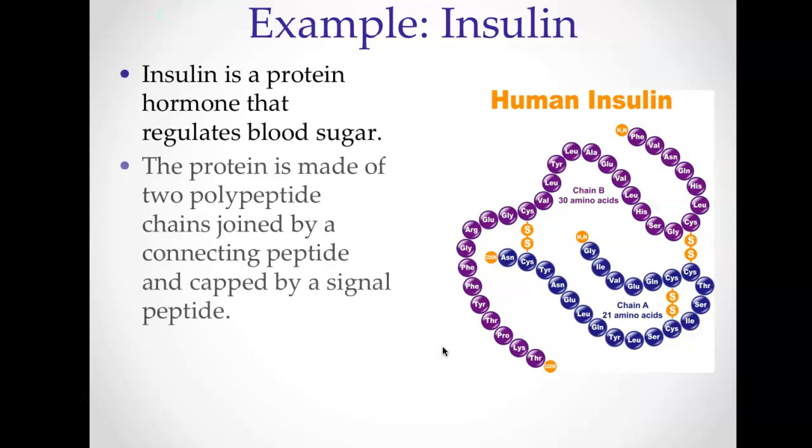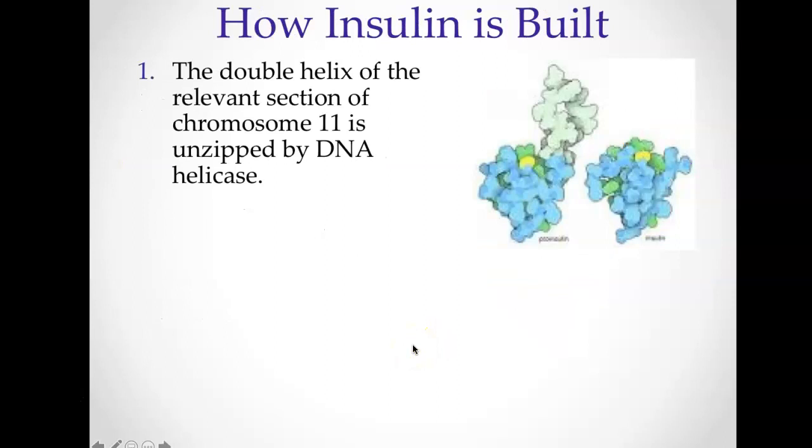So let's go back to insulin. Let's talk about insulin again. Remember, insulin is a protein hormone that regulates blood sugar. It's made up of 2 polypeptide chains, like I said earlier. And those 2 polypeptide chains are kind of interacting like this. There's some sulfur bonds here. And so let's talk a little bit about how insulin is built and the steps that it goes through.